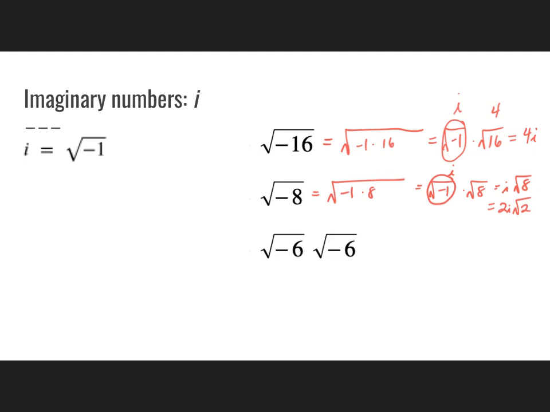If you were confused about how I simplified square root of 8 into 2 square root of 2, there's going to be another video about that. Let's cover this one. We have square root of negative 6 times square root of negative 6.